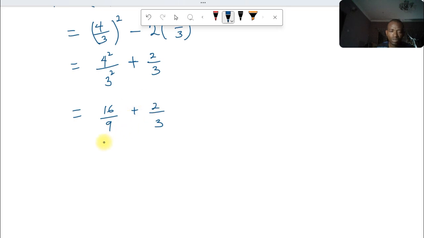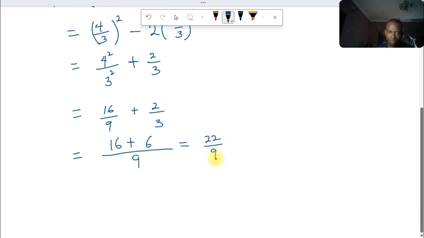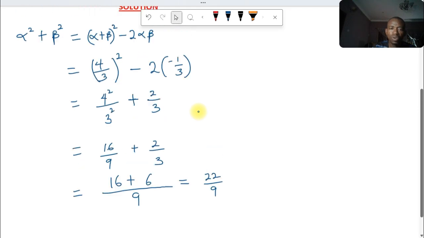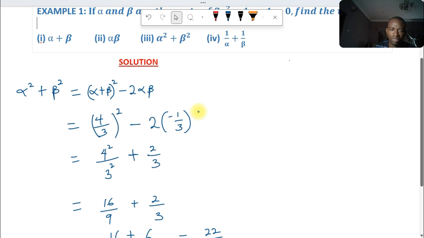In this case now we need to take the LCM of the two fractions. The LCM here is 9. 9 in 9 will be 1, 1 times 16, we have 16. Plus 3 in 9 will be 3, 3 times 2, we have 6. By the time we add this together, we'll be talking about 22/9. So this will be our outcome for the third question.